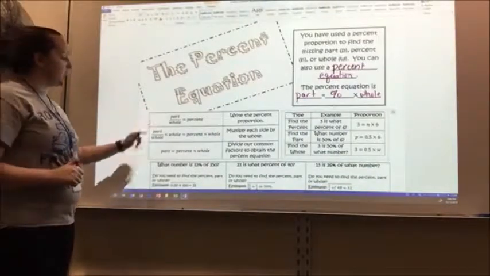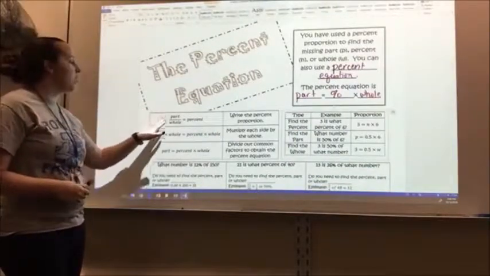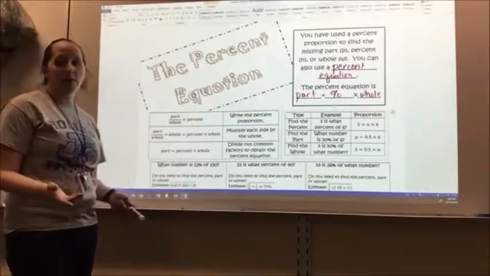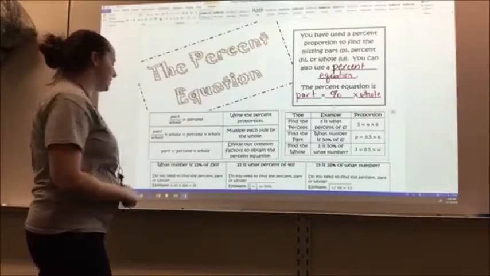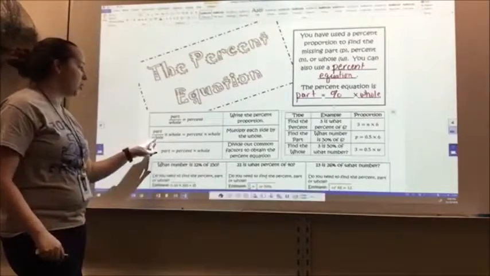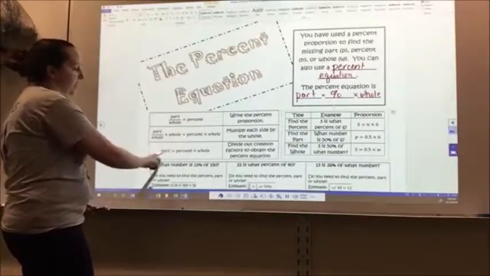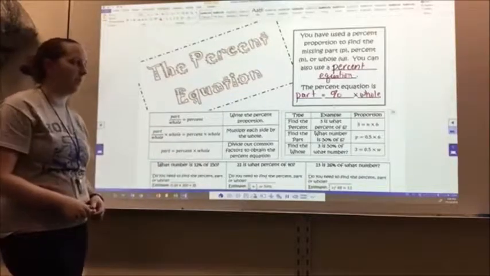This actually shows you how we got this equation. So part over whole equals percent, so I wrote the percent proportion, which we were given during the proportion lesson last time. Part over whole times whole equals percent times whole. Well, the wholes cancel out, and I'm left with part equals percent times whole.